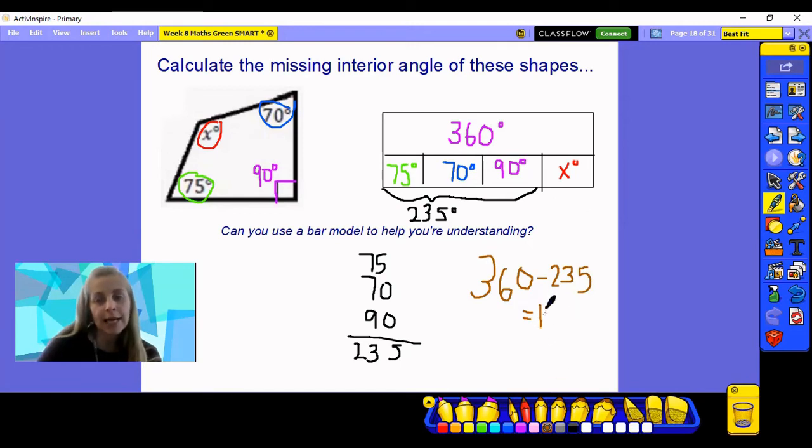Our missing angle in this case is 125 degrees. So we can put that missing angle back into our bar model. That will give us a chance to check if we added all these parts, would it make our whole 360 degrees? And obviously add that back into our diagram, because we now know what that missing angle is, that X that was there.